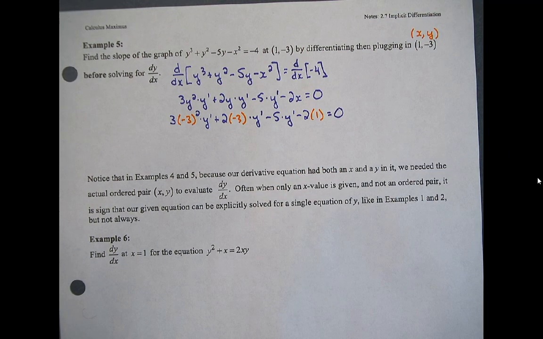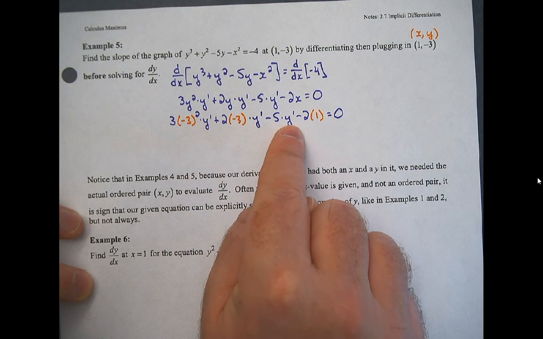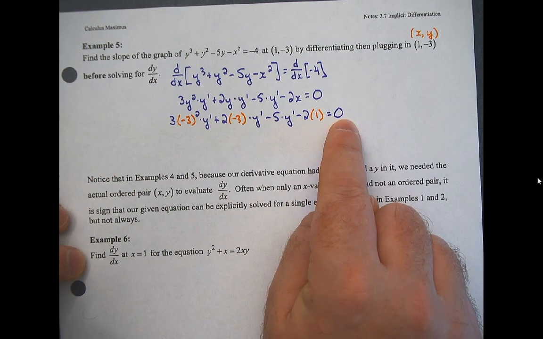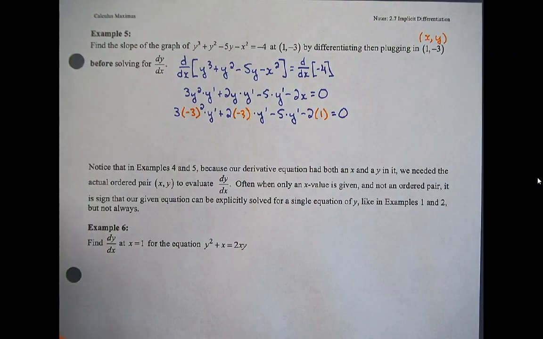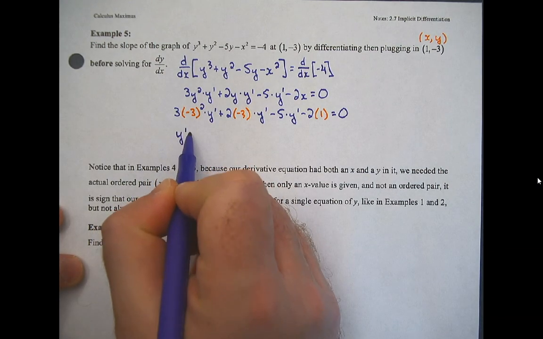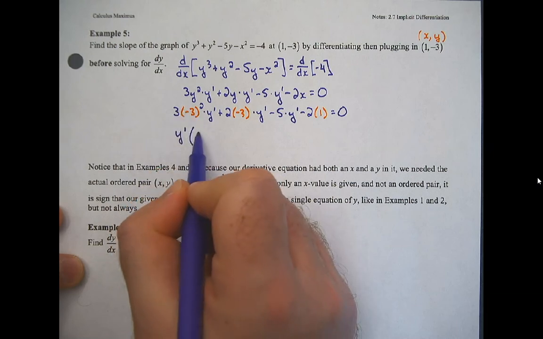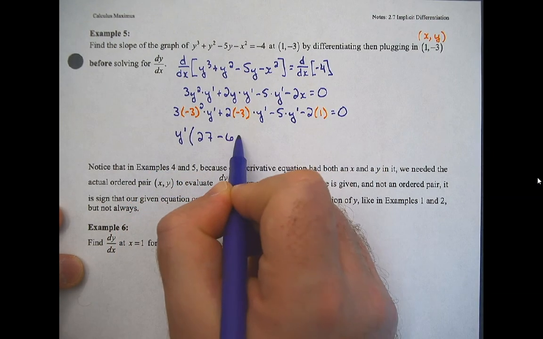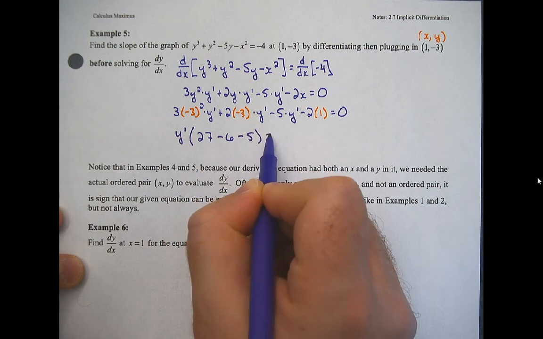So what I'm going to do here is I notice that everything already has a y prime, so I'm going to do two moves at once. I'm going to take out all this y prime stuff, and move this to the other side, all in the same move. I hope that's not too much for you, but we'll see how it goes. So I'm going to take out a y prime. That's going to leave behind 27 minus 6 minus 5. I hope that looks familiar.